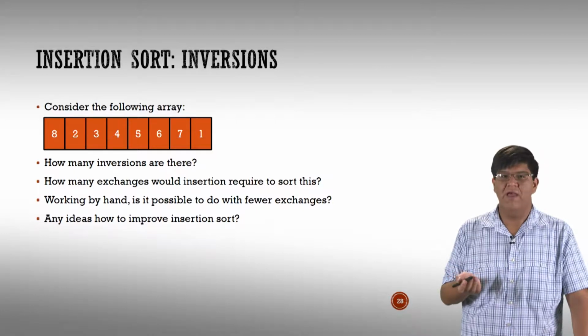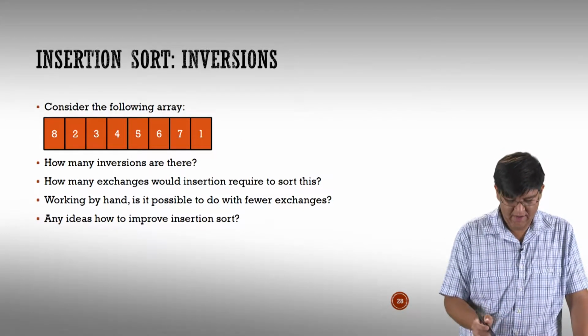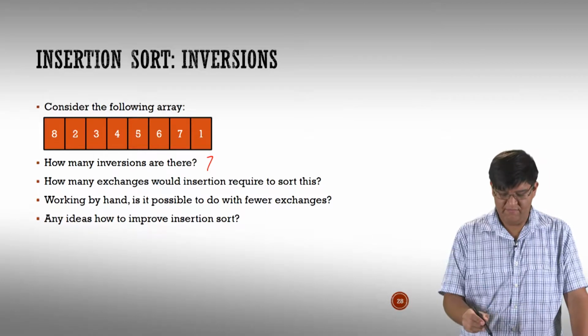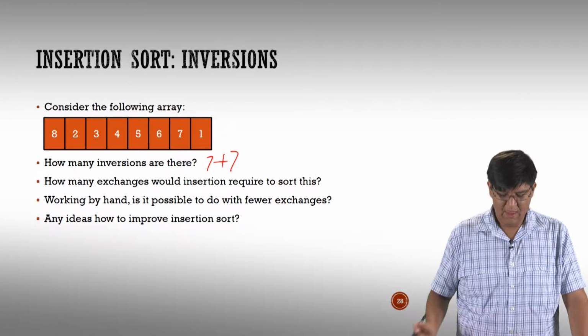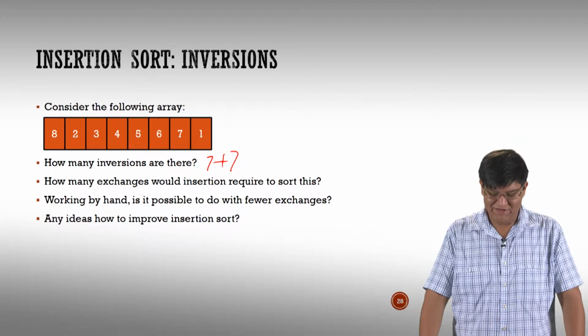So first question there is how many inversions? Well, 8 is out of order with everything to its right-hand side, right? So that's going to be, what, 7 inversions there. Plus 1 is out of order with everything on the other side. So another 7 inversions there. How many exchanges would insertion sort require to sort this?